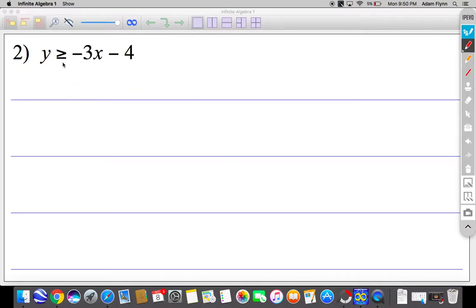Okay, this one right here, we have this line underneath our inequality sign, which means greater than or equal to. So this is in slope-intercept form, and it will have a solid line when graphed. On to number 3.